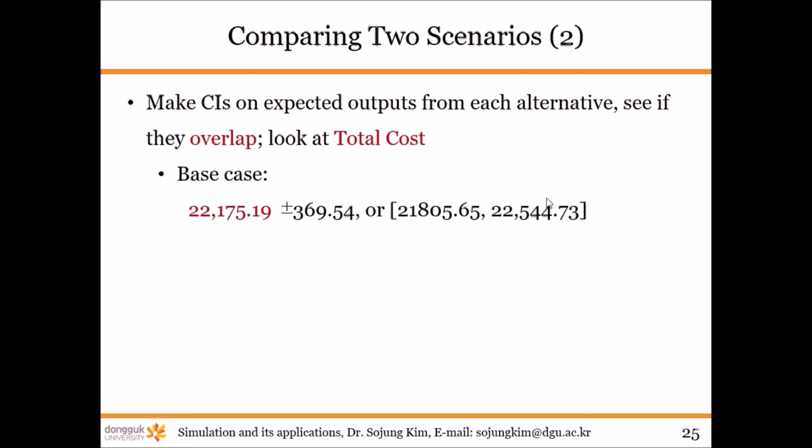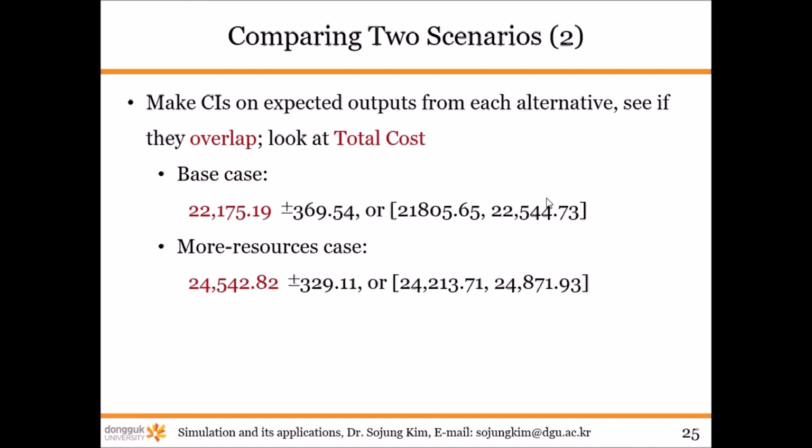Let's look at the total cost of the base case and the more resources case. If you look at it, the base case only has about $22,000, but the more resources case has more than $24,500, and the intervals do not overlap. So we can say that this requires more cost in terms of total cost. It's of course because we increased the number of trunk lines and added more people, so the operation cost should be higher than in the previous case.